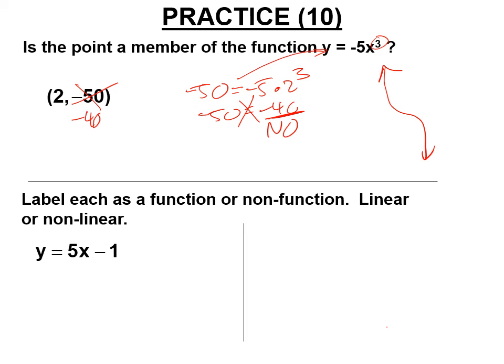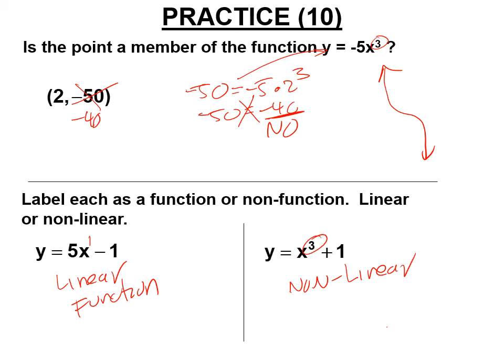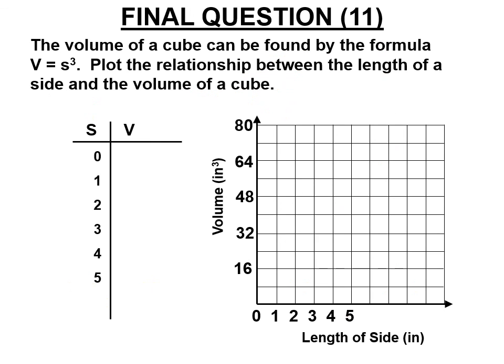Label each as a function or non-function, linear or non-linear. This is a linear function, right, with an exponent of 1. This is a non-linear function because it has an exponent of 3, and even with that plus 1, as long as you have that cubed, you're going to get the bad chair. That's what determines it.